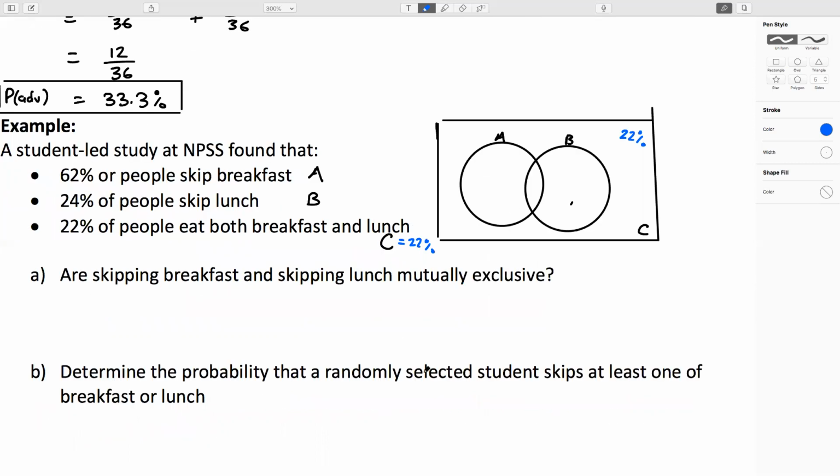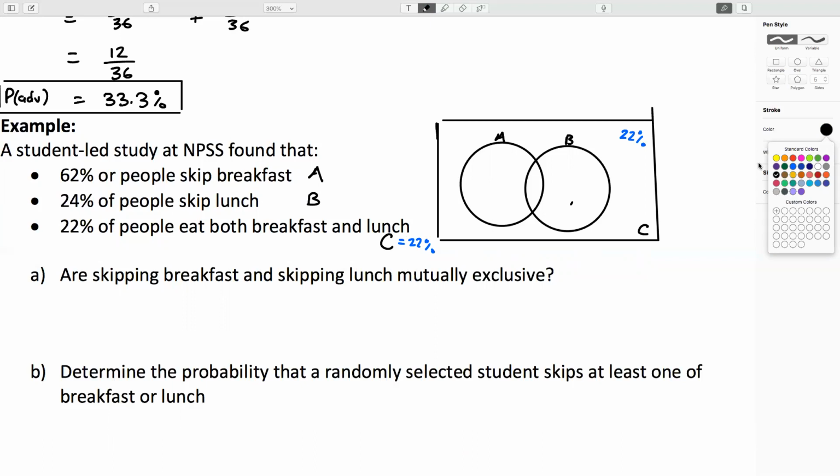So I can work backwards to figure out what this all has to equal, and then I can work to figure out what's in the intersection here. We basically are filling it in backwards. Instead of filling it in first and calculating our probability, we're going to have to calculate things to fill in the Venn diagram. So question 1, are skipping breakfast and skipping lunch mutually exclusive?